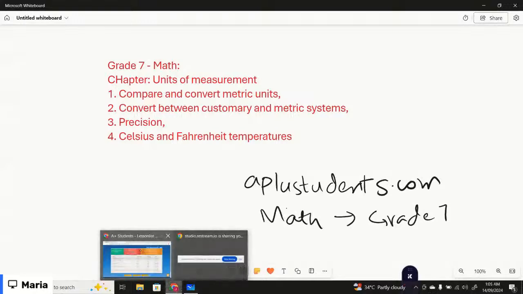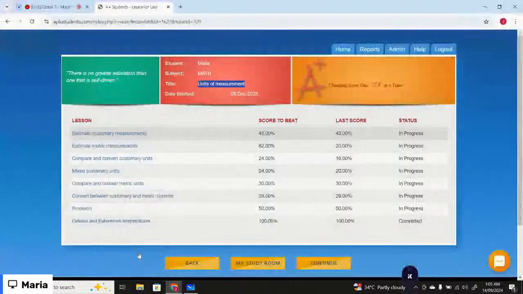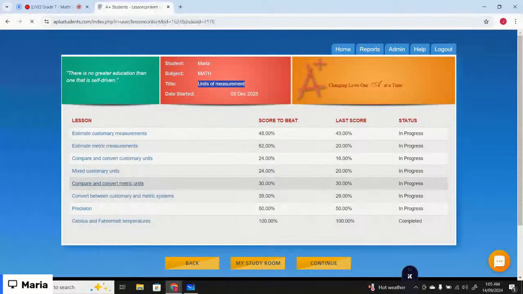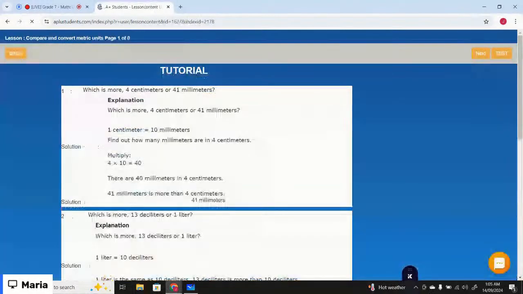Okay, here I'm on grade 7 math. The chapter we're on right now is unit of measurements. Let's just start with the lesson that is compare and convert metric units. So the first one is which is more, 4 centimeters or 4 millimeters. So you have to see which of them is more. So which is the correct option?